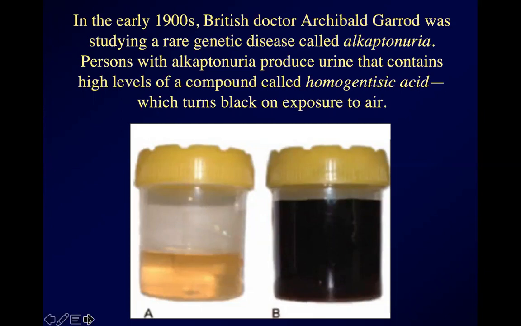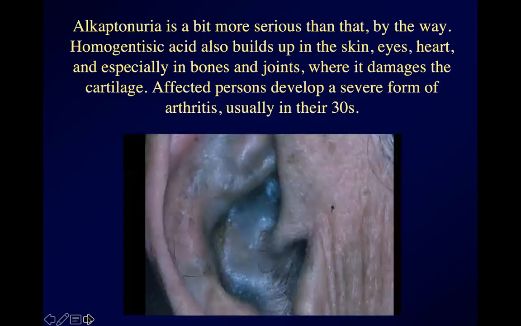It's kind of weird, and it's a little more serious than just that. I mean, if all it was that your pee turned black, it would be an interesting party trick and nothing else. But your kidneys aren't able to excrete all of the homogentisic acid, and it builds up in the skin. This person's ear is showing a blackish coloration because homogentisic acid is building up in it. So if you have alkaptonuria, your skin can turn kind of gray.